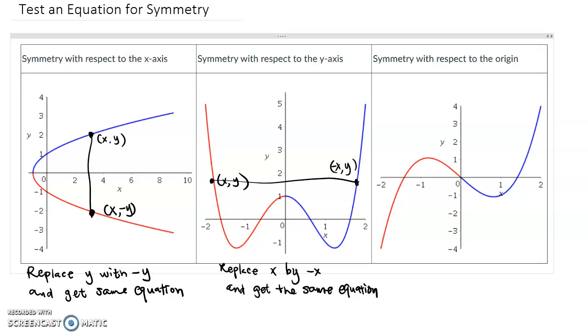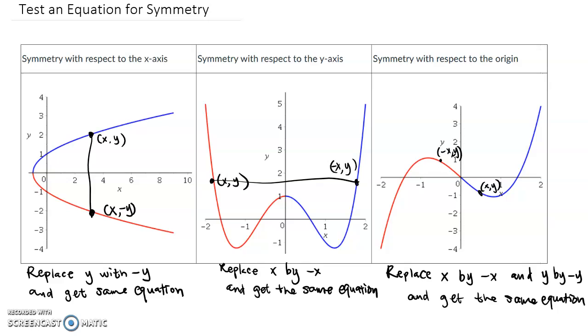Okay, a similar case. If your graph is symmetrical with respect to the origin, then for any point (x, y) in the graph, you can always find a point (negative x, negative y) on the graph. So to test if an equation is symmetrical with respect to the origin, you need to replace x by negative x and y by negative y in the equation. And if you somehow simplify it to the same equation, then that equation is symmetrical with respect to the origin.